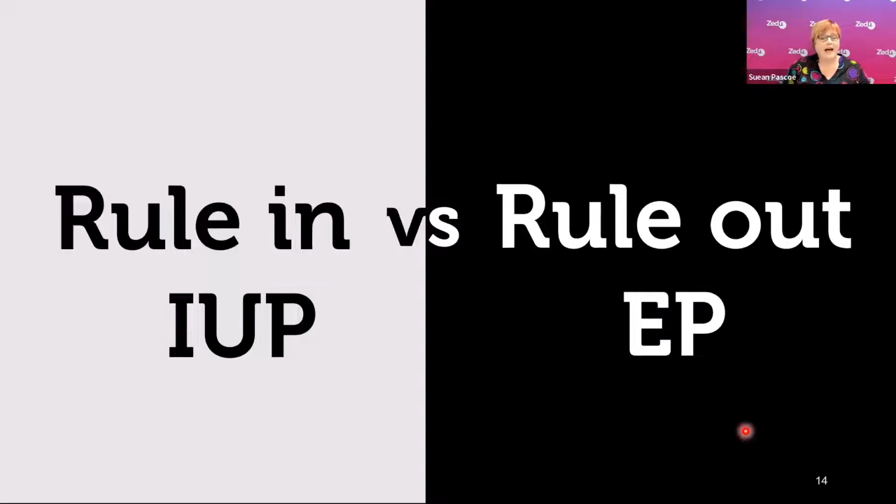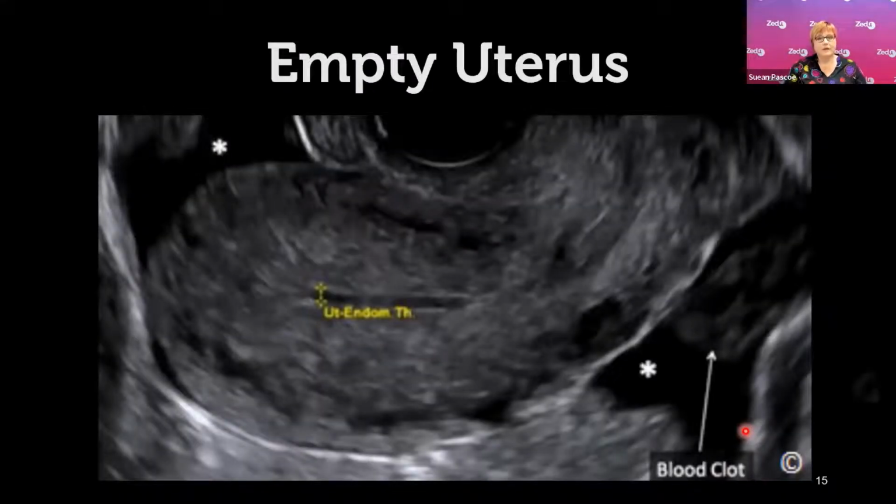To try to rule out the ectopic pregnancy, even in the hands of experts doing transvaginal examination, ectopic pregnancies can be missed in up to 10 to 15% of cases. So by ruling in the intrauterine pregnancy, we have a better chance of ruling out the ectopic pregnancy.